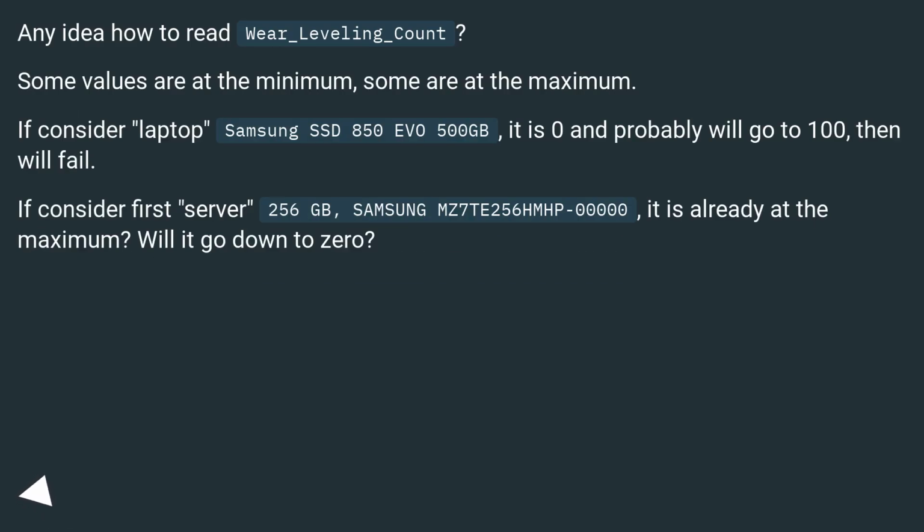Any idea how to read Wear_Leveling_Count? Some values are at the minimum, some are at the maximum. If I consider the laptop, Samsung SSD 850 EVO 500 GB, it is 0 and probably will go to 100, then will fail. If I consider the first server, 256 GB, Samsung MZ7TE256HMHP-000L7, it is already at the maximum. Will it go down to 0?